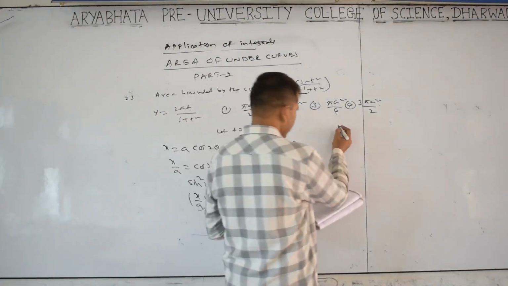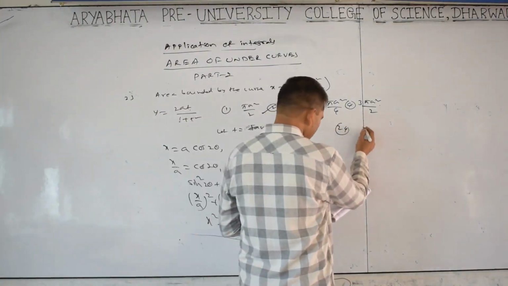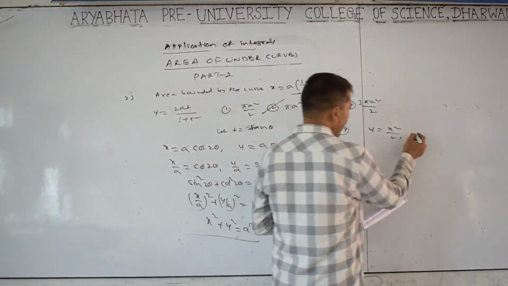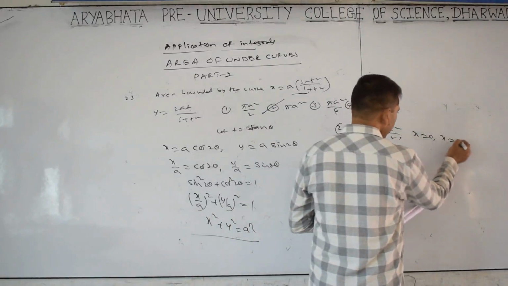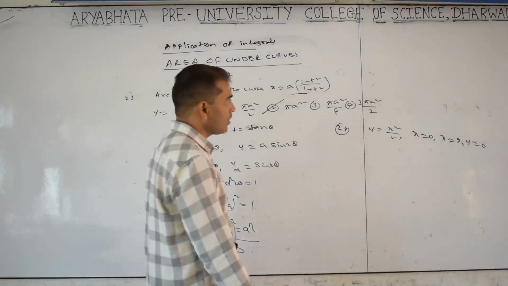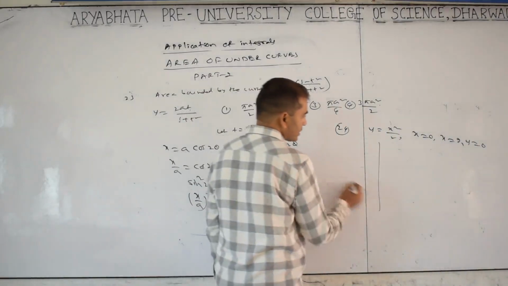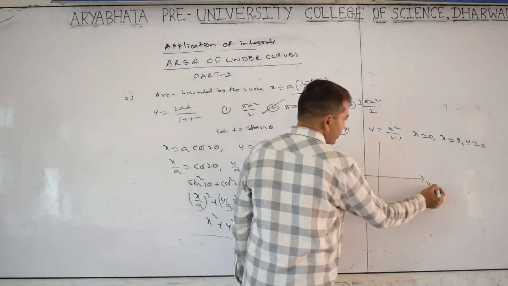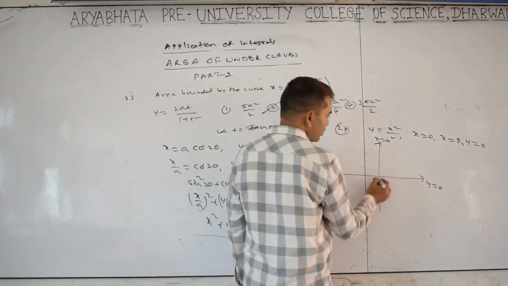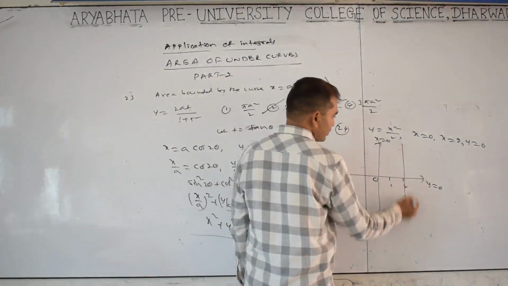Next, 24. The area bounded by the curve y is equal to x square by 2 and the lines x equal to 0 and y is equal to 0. X equal to 0 is the y axis, and y equal to 0 is the x axis. And x equal to 2 here: 0, 1, 2.